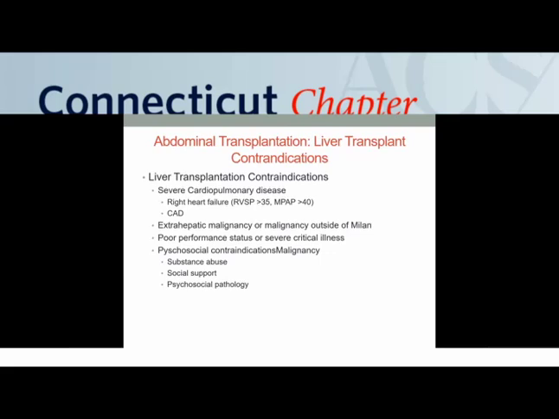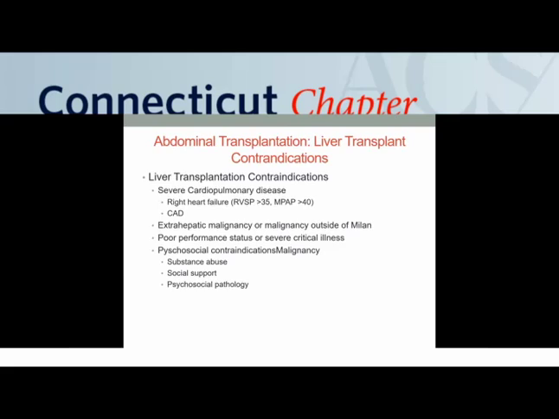If you have severe coronary artery disease, that's also a contraindication because you're unlikely to tolerate the pressure changes or fluid shifts within a transplant. Certainly extrahepatic malignancy or malignancy outside of Milan. Poor performance status, so this is kind of a catch-all of people who are nutritionally depleted, are very frail. If they're severely critically ill, so a lot of programs will not transplant patients if they're intubated or on pressor support. And then there are psychosocial contraindications. Sorry, malignancy ended up in there somehow.